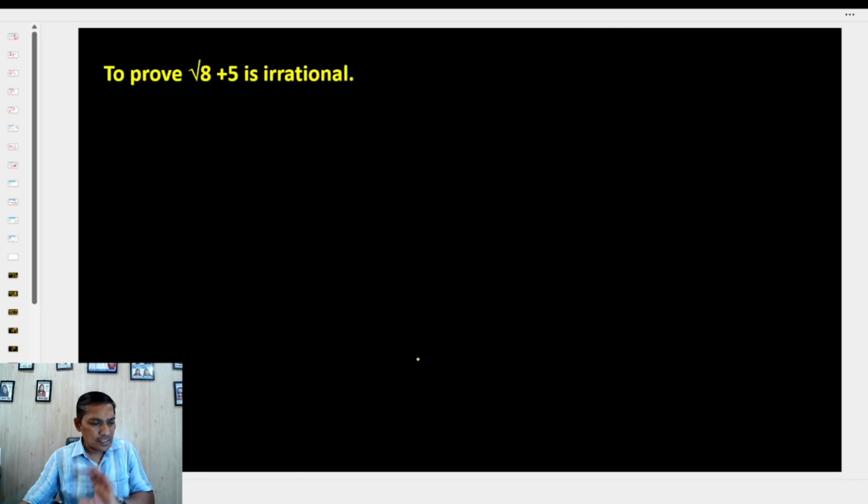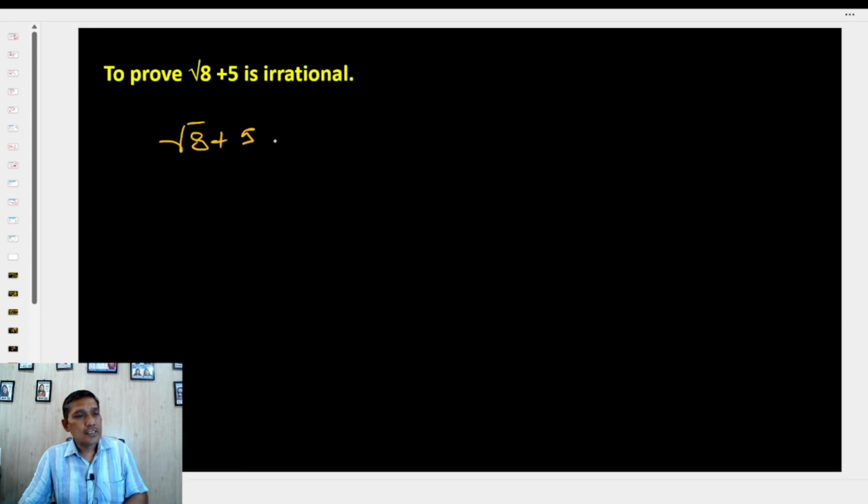I take one more question, slightly different from the first one. They are saying that show that root 8 plus 5 is an irrational number. इस नंबर को आपको opposite contradiction method बोलते हैं इसको.